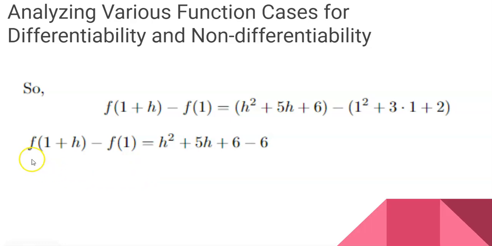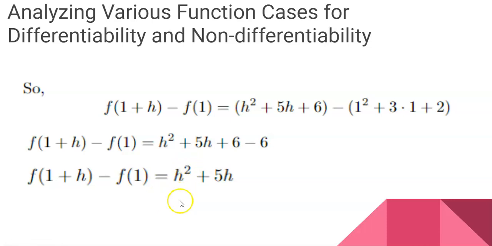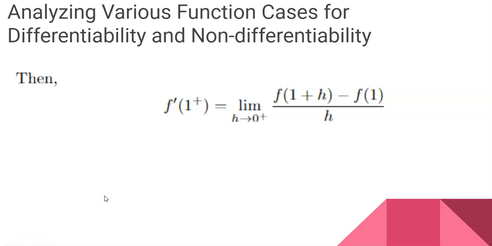So we have f(1 + h) - f(1) = h² + 5h + 6 - 6. Then we cancel out opposite terms, +6 and -6. So we now have f(1 + h) - f(1) = h² + 5h. Then we retrieve the limit definition. f'(1) from the right is equal to the limit of [f(1 + h) - f(1)] over h as h approaches 0 from the right.